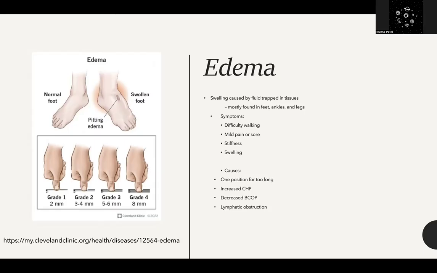Some of the causes are being in one position for too long, increased CHP, which is heart failure, kidney disease, decreased BCOP, which is liver disease, malnutrition, and kidney disease, and then lymphatic obstruction, which is cancer, infection, or surgery like lymph node removal.